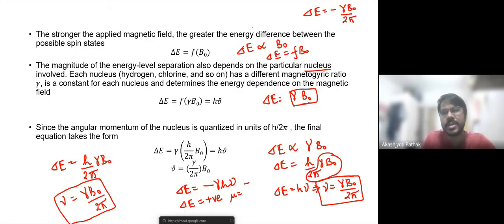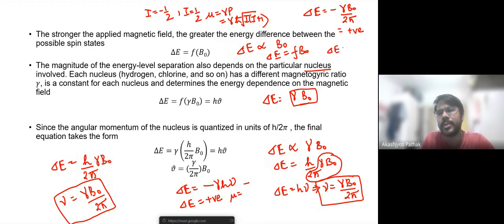Now if you again substitute this value, we already discussed that mu is equal to gamma P. Now P is again h bar root over I into I plus 1. So basically what will happen here is that if your I is equal to minus half, then delta E will be what? Minus multiplied by minus will give you a positive term. So positive energy, but if your I is plus half, then your delta E will be negative.